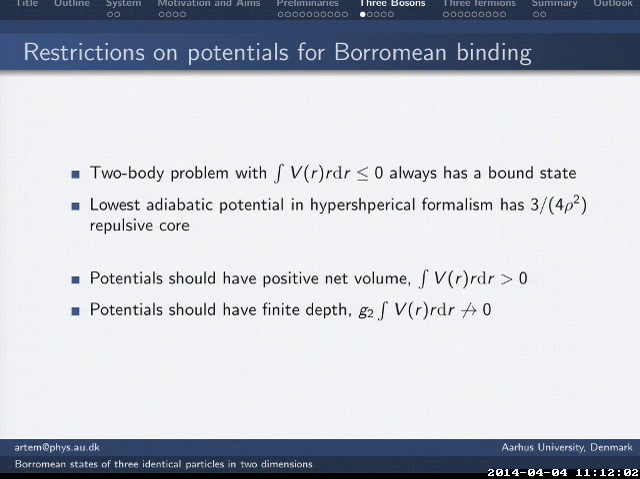So what does it mean for a potential? It means that the potential should have finite positive net volume if you look for Borromean states, because otherwise you always have a 2-body bound state. The potential should also have finite depth. You cannot have a potential with positive net volume that is really small, because otherwise, in the hyperspherical picture, the 3/4 rho squared kills the 3-body bound state.